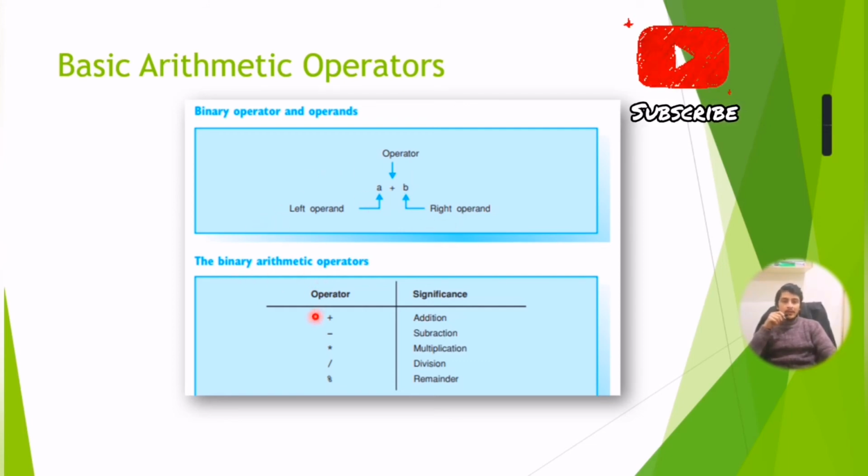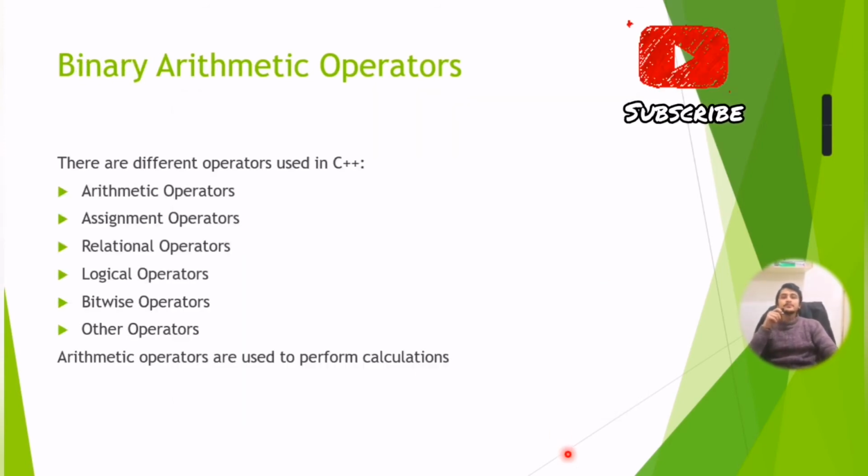The binary arithmetic operators used in C++ are these. For addition we use plus, for subtraction we use minus, for multiplication we use asterisk, for division we use the slash symbol, and for remainder we use the percent symbol. There are different operators used in C++: arithmetic operators, assignment operators, relational operators, logical operators, bitwise operators, and other operators. Arithmetic operators are used to perform calculations. There are many operators you can use, but we are studying some basic operators in our lectures.